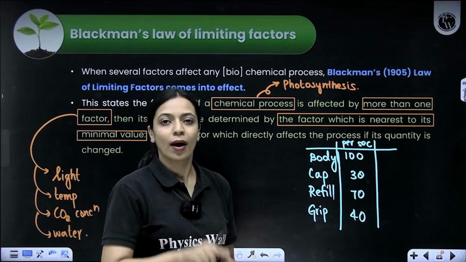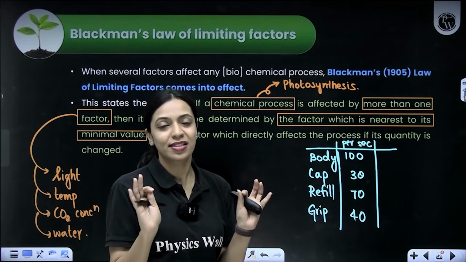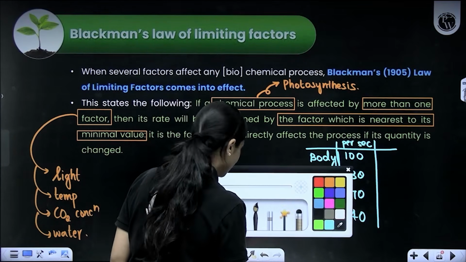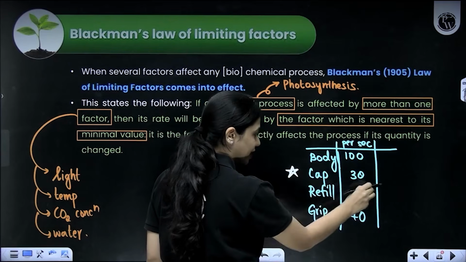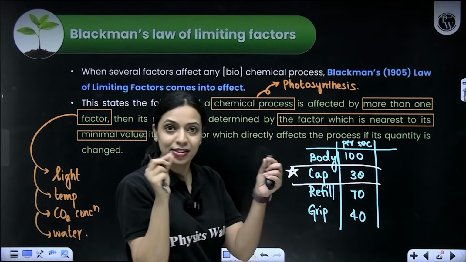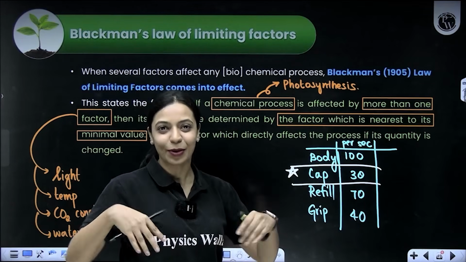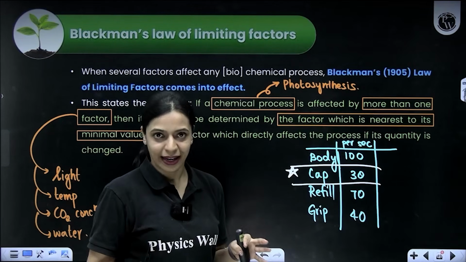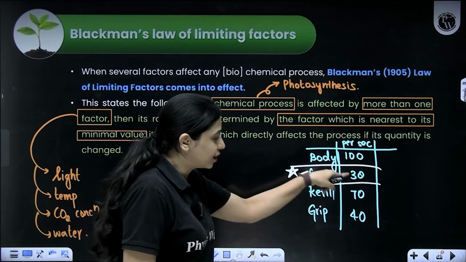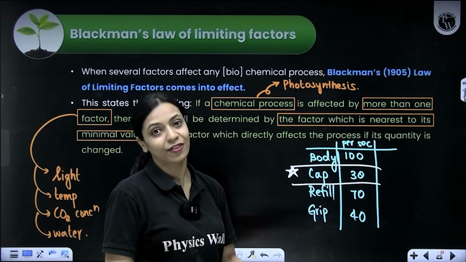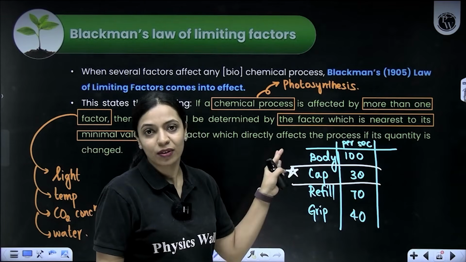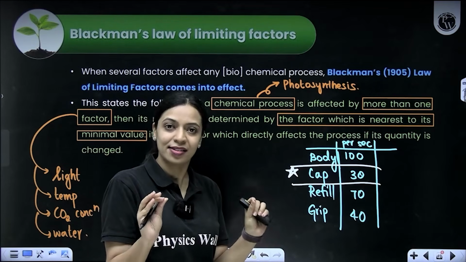Now, if I ask you per second, how many complete pens can be assembled? That depends on the part that has the lowest value. In this case, cap is the least, 30 is the least. No matter that 100 bodies of pens are being produced per second, you cannot get 100 completely assembled pens. You can only get 30 assembled pens because even though this is 100, you do not have enough caps to cover the pens with. So this is what will determine the rate of the entire pen assembly.